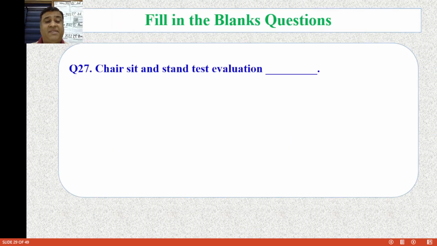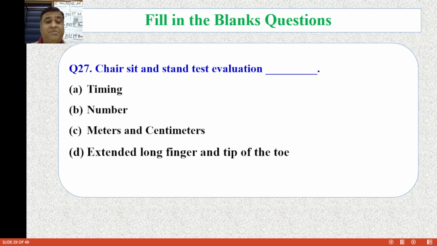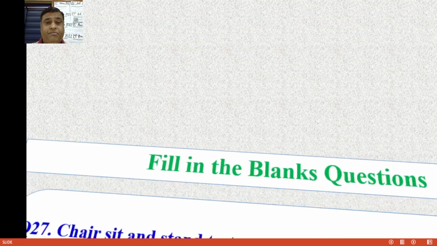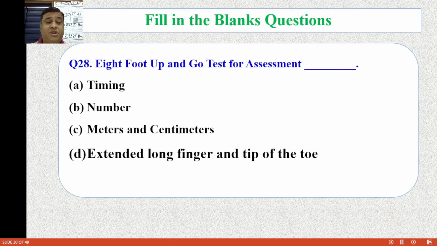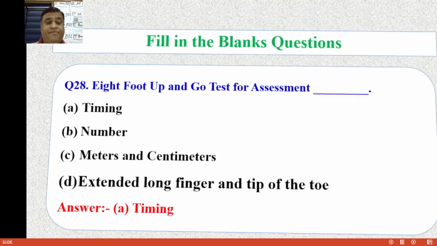Now question number 27. Chair sit and stand test evaluation is in timings, numbers, meters or centimeters, or option D, extend long fingers and tip of the toe. The answer is numbers, we evaluate it on numbers. Question number 28. The 8-foot up and go test for assessment is in timings, numbers, meters and centimeters. Option D, extend long finger and tip of the toe. The correct answer is A, timings.